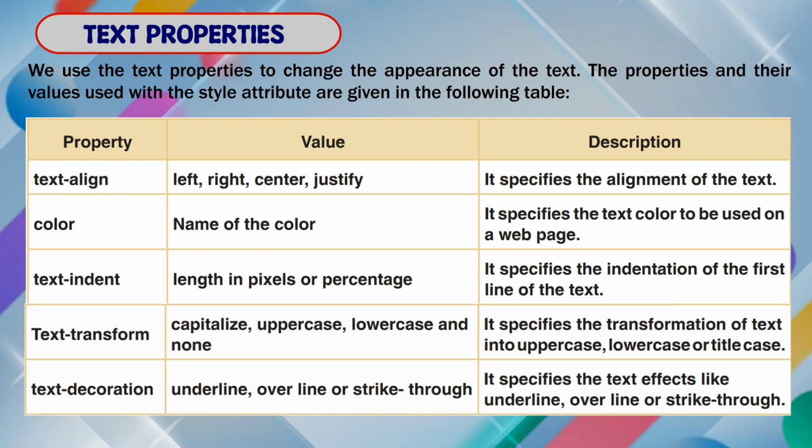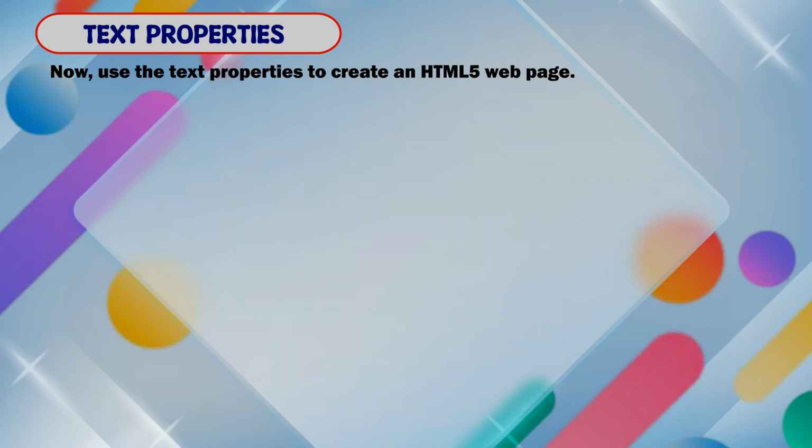Property text-transform. Value: capitalize, uppercase, lowercase and none. Description: it specifies the transformation of text into uppercase, lowercase or title case. Property text-decoration. Value: underline, overline or line-through. Description: it specifies the text effects like underline, overline or strike through.